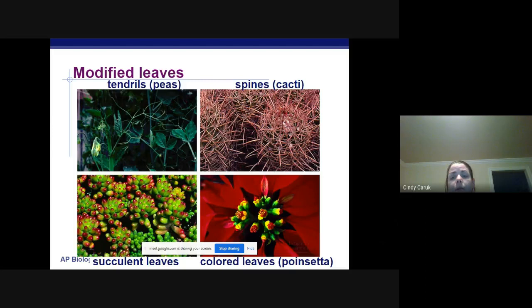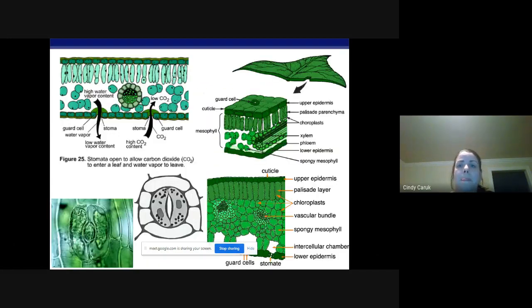These are some examples of modified leaves. Petals are a great example of an adaptation. So plants have these colored leaves to attract pollinators so that they can guarantee that their genes go to the same plant as best as possible, and that increases their Darwinian fitness.